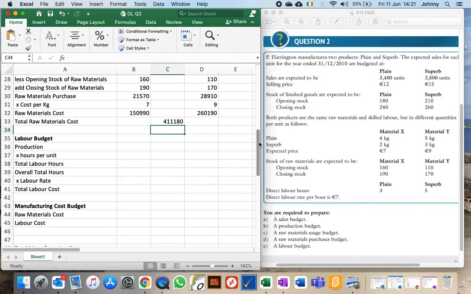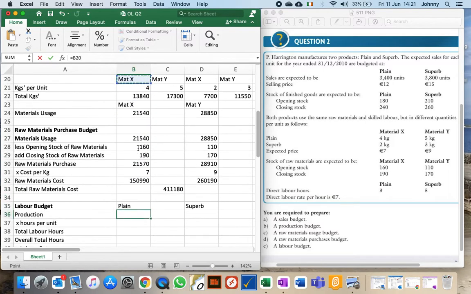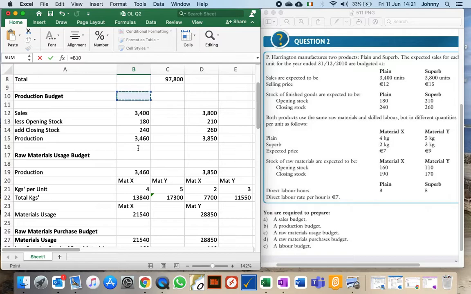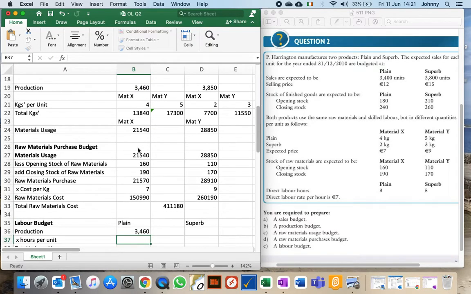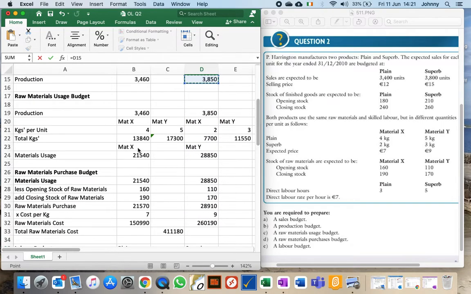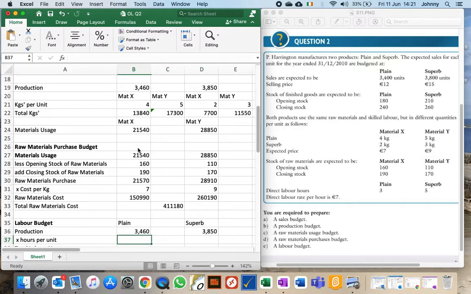Labour budget then. So for labour budget, I'm back to talking about my two products, so plain and superb. And I start off with how many of each I want to make. So I go to my production. And that's my production of plain and my production for superb. I'll multiply it by the number of hours per unit.